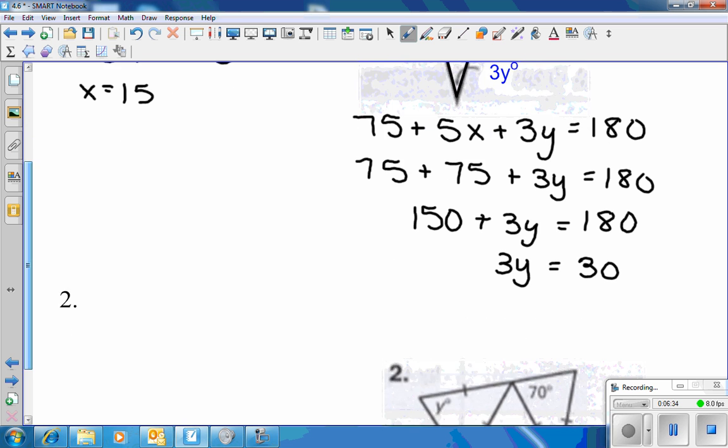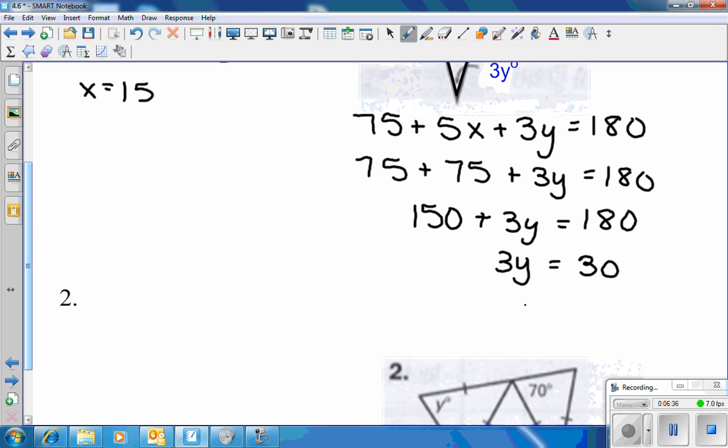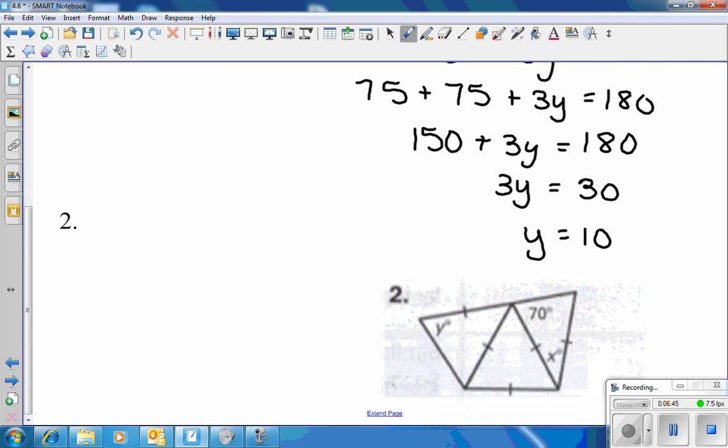And do what? Divide by 3. So y equals 10. So I've got my x and my y. That wasn't too bad. Now this one takes a little bit more because it's more involved.